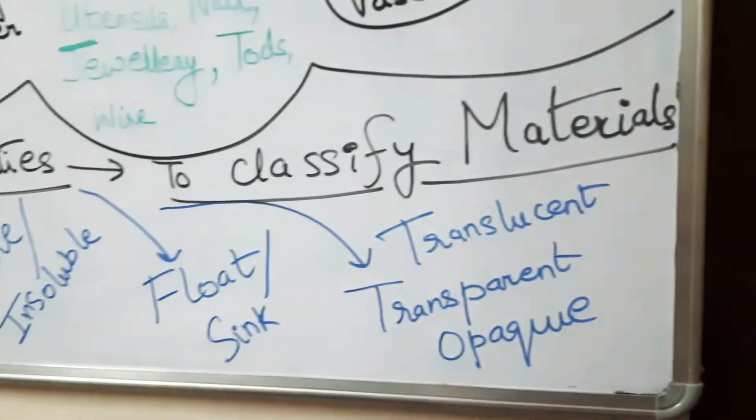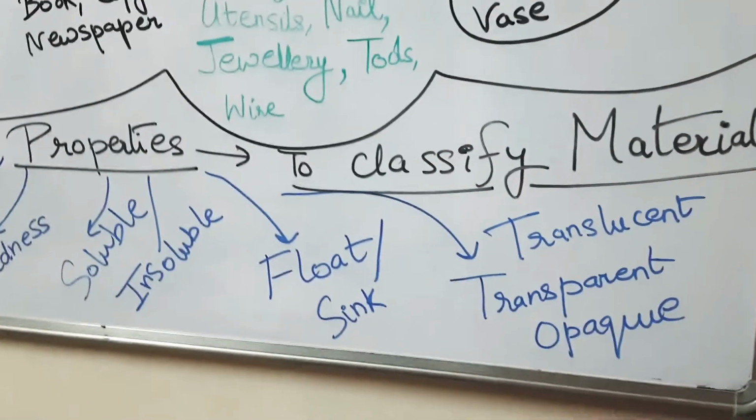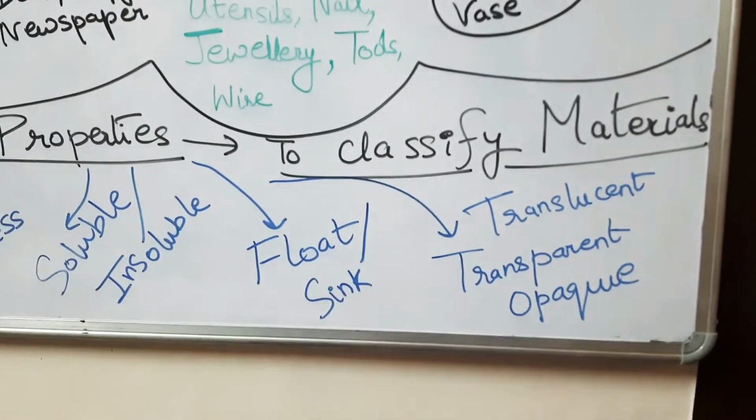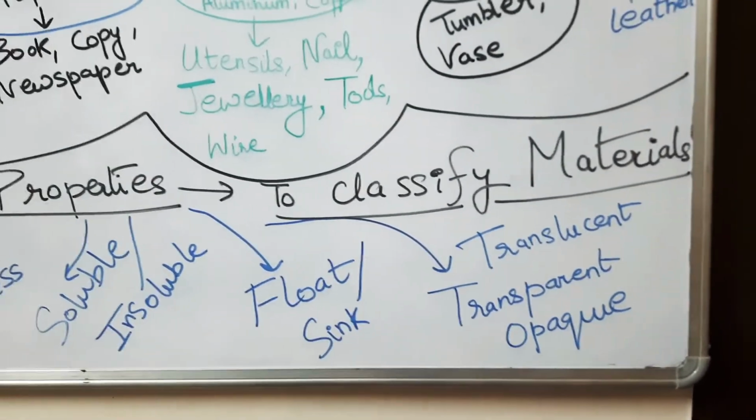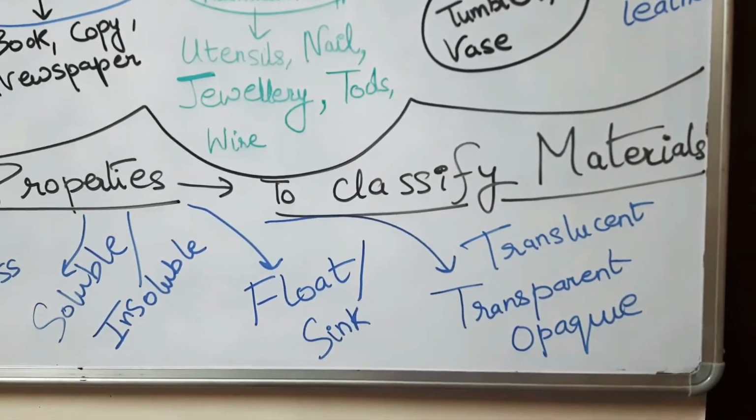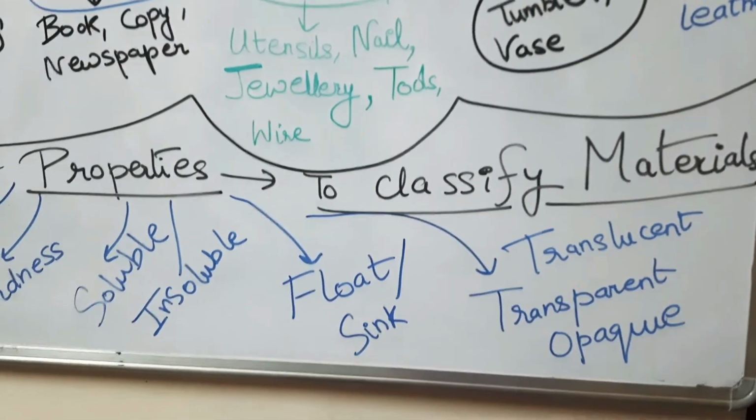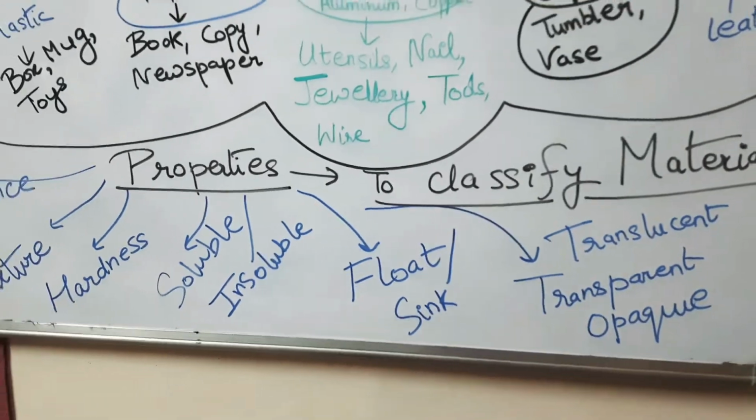Then comes the materials can be transparent, translucent, or opaque. Transparent means the light will pass through it. Translucent means some amount of light will pass through the material, and opaque is no light passes through that material.